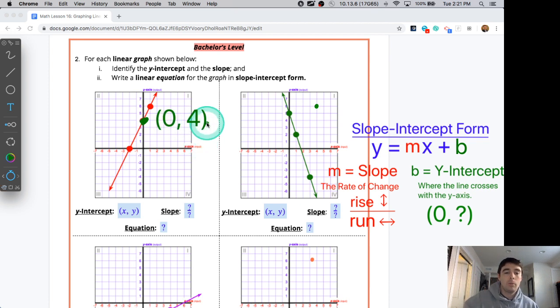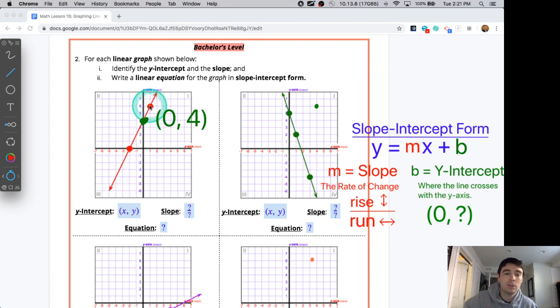And then for slope, the other thing I'm going to have to figure out to ultimately write an equation for this graph: slope, remember, measures the rate of change, or rise over run. How much is the graph moving up and down? That's the y change, compared to how much it has to move, or run, side to side. That represents x change.